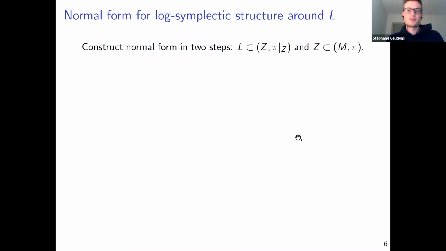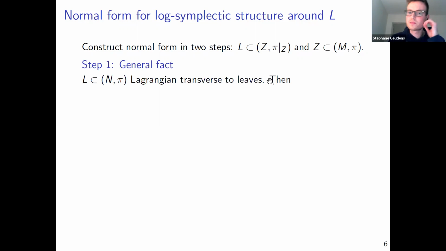Okay, so if you want to look at deformations of the submanifold, it's useful to have a normal form around it. And we will construct such a normal form in two steps. We first make a normal form for the singular locus around L, and then we use a normal form for the log-symplectic manifold around the singular locus, which is well known and which has appeared already. But the first step actually holds in more generality. Say that you have a Lagrangian in any Poisson manifold, which is transverse to the leaves.